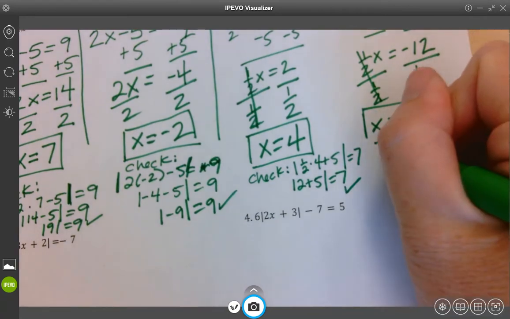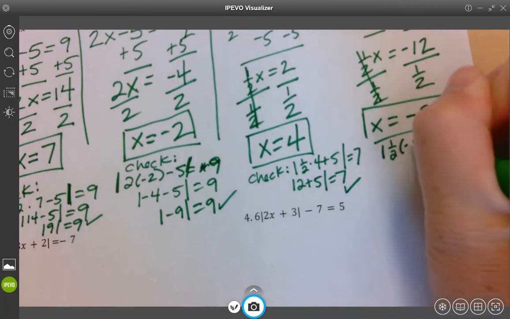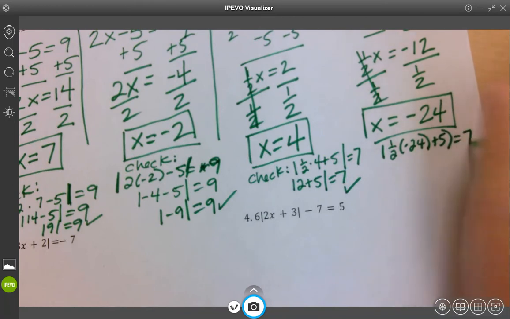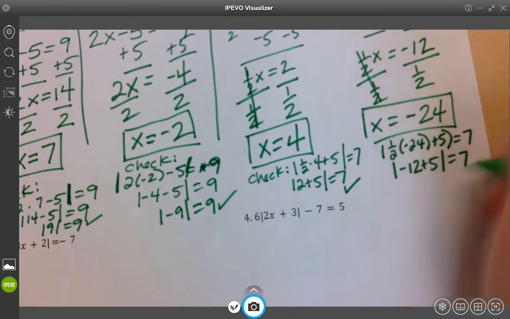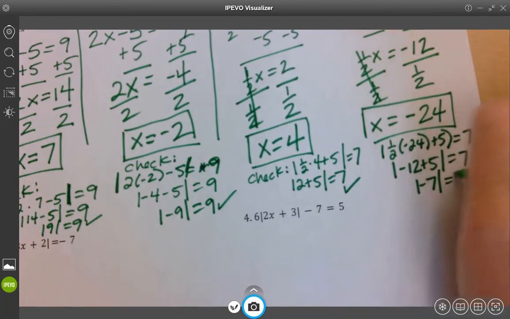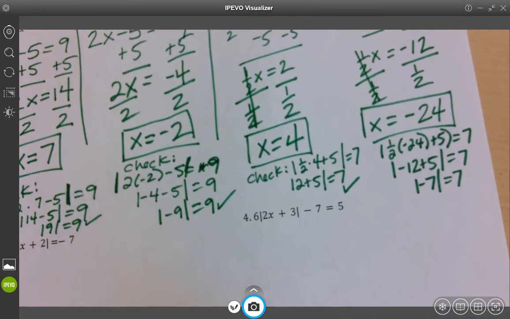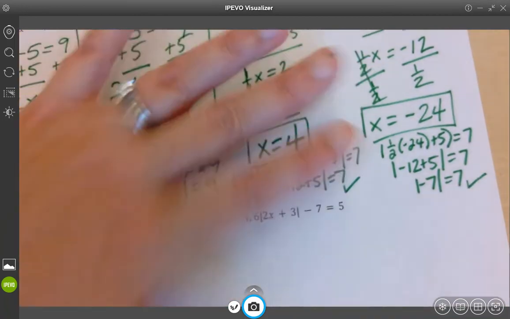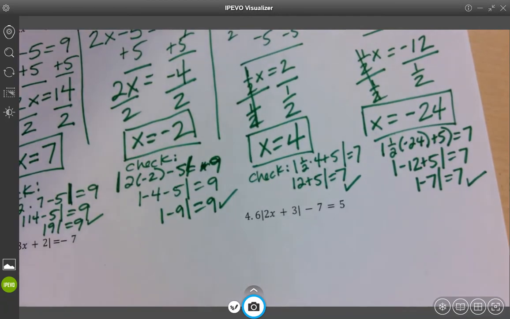And then the other one was absolute value of 1/2 of negative 24 plus 5 equals 7. Absolute value of negative 12 plus 5 equals 7. Absolute value of negative 7 equals 7. Is that true? Yep, because absolute value of a negative will give you that positive answer, so that's also right. So you might be thinking now, why would I bother checking, right? I promise it's coming. Let's try the next one, number 3.